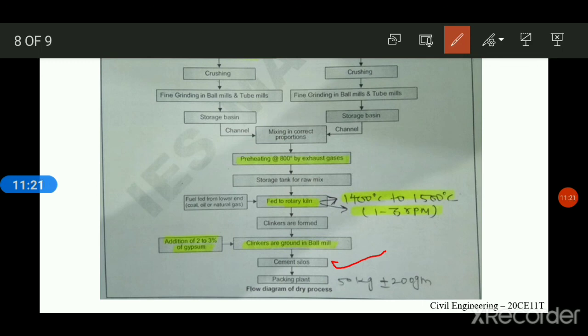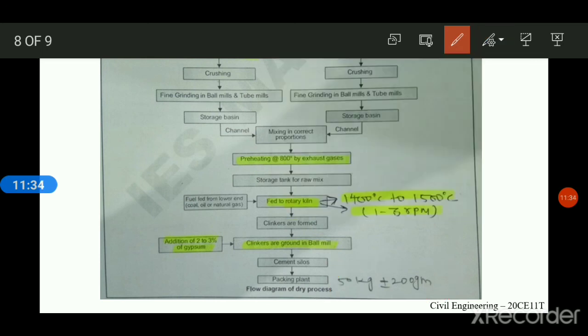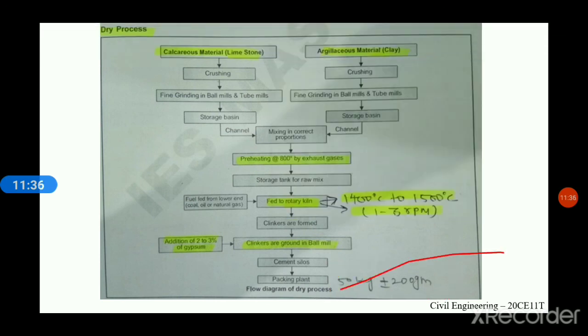So finally it is packed in the plant. Each packing is actually 50 kgs plus or minus 200 grams. So we discussed the manufacturing process in the dry process.